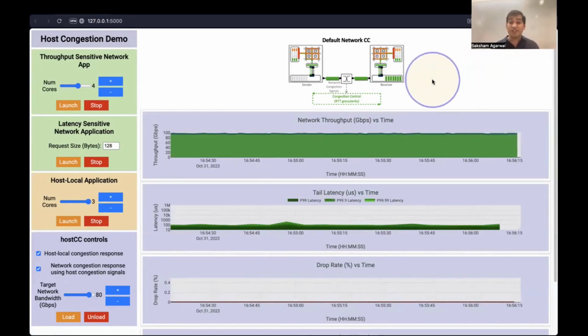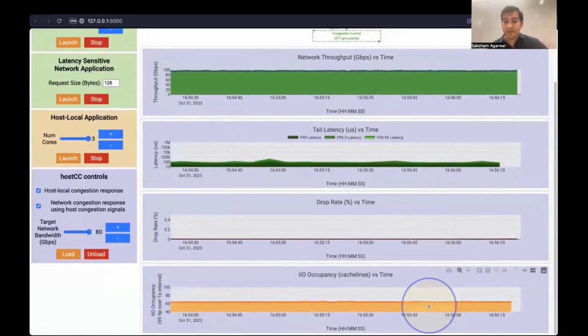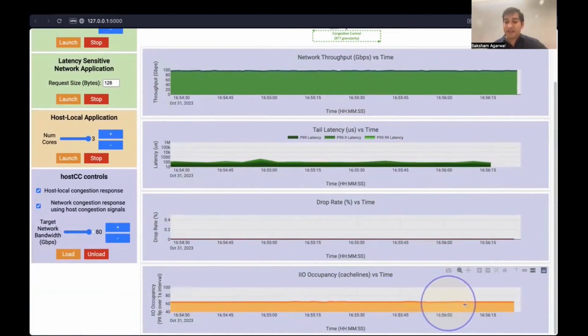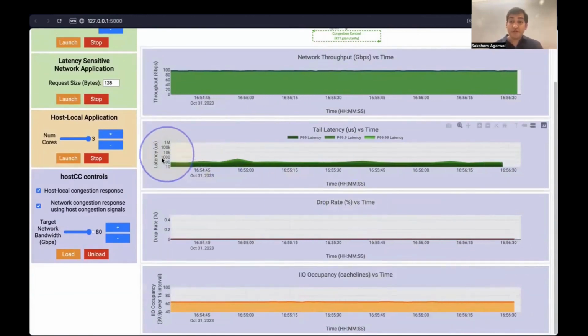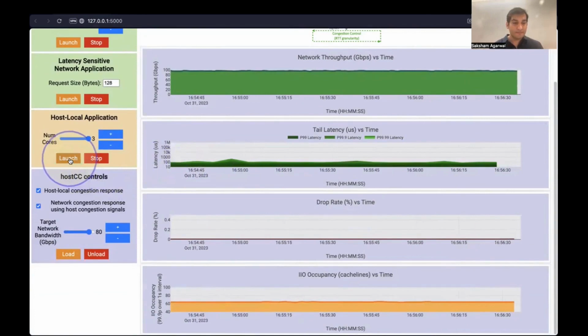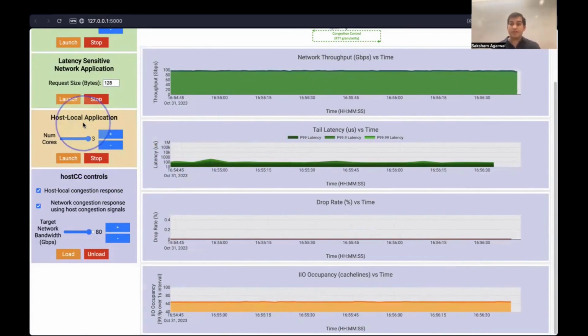In the default no congestion scenario, where the network throughput is close to 100 Gbps and we have low tail latencies and no drop rates, the IO occupancy is steadily hovering around 65 cache lines. However, when we introduce host congestion, let's give our host local application a few seconds to load up.